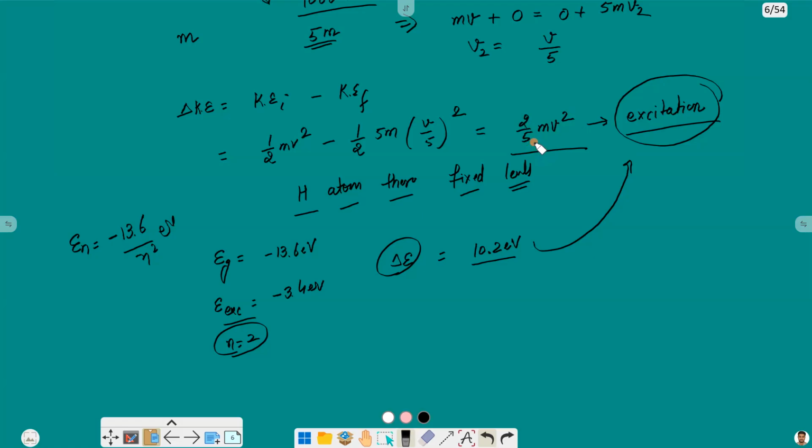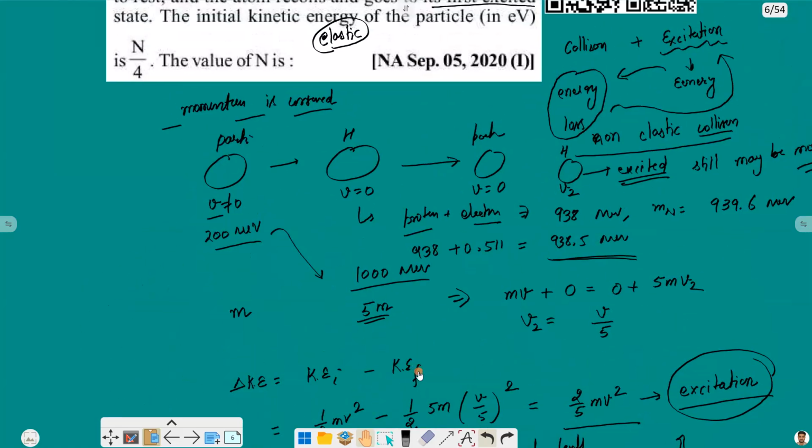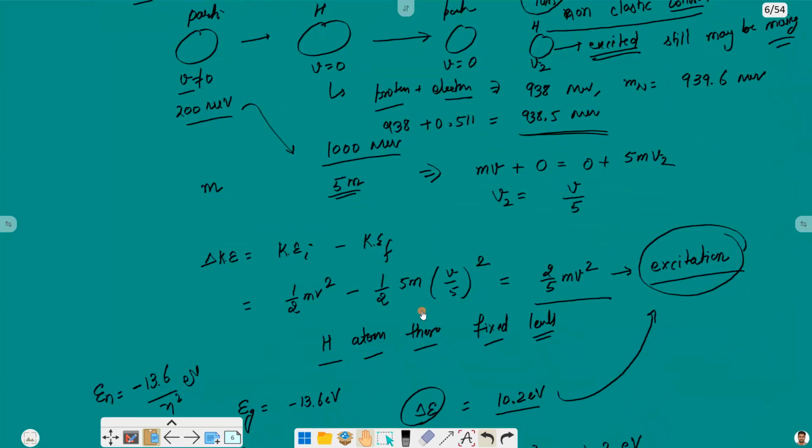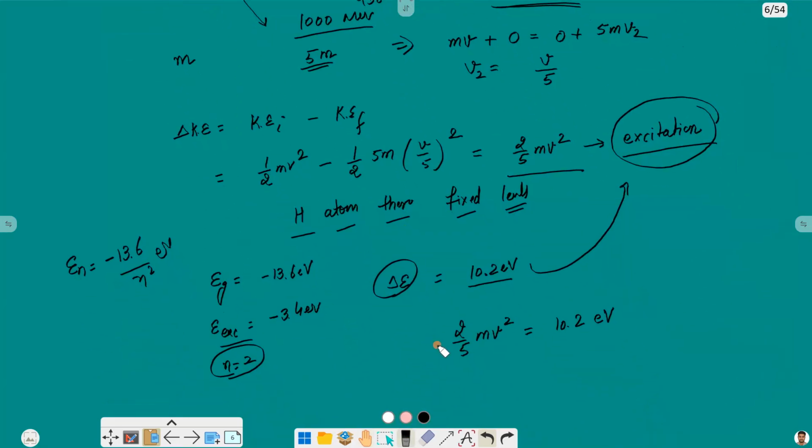So from this I can write that 2 by 5 mv square is equal to 10.2 electron volt. Now what I have to find out is the initial kinetic energy, which will be half mv square. So let us multiply half here, and half here also. Half mv square from this expression will be 5 by 2 into half into 10.2. So this will be 5 by 4 into 10.2, that is basically 12.75 electron volt. And we have to represent it as n by 4.